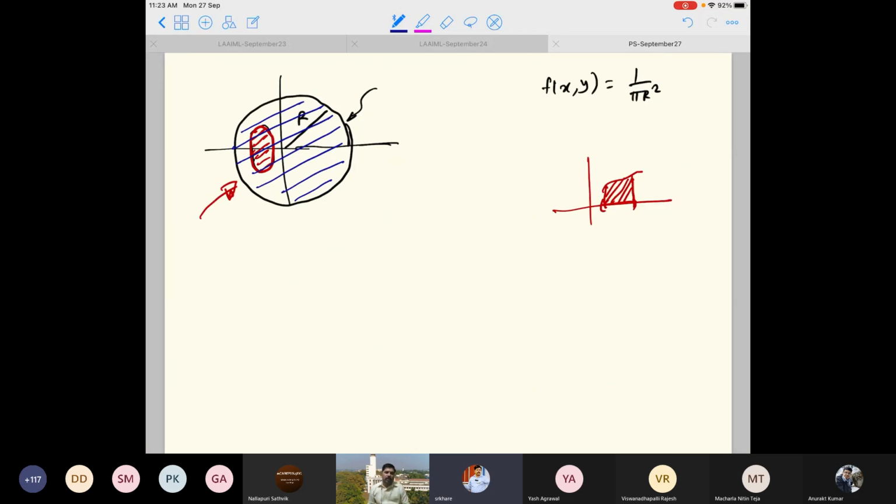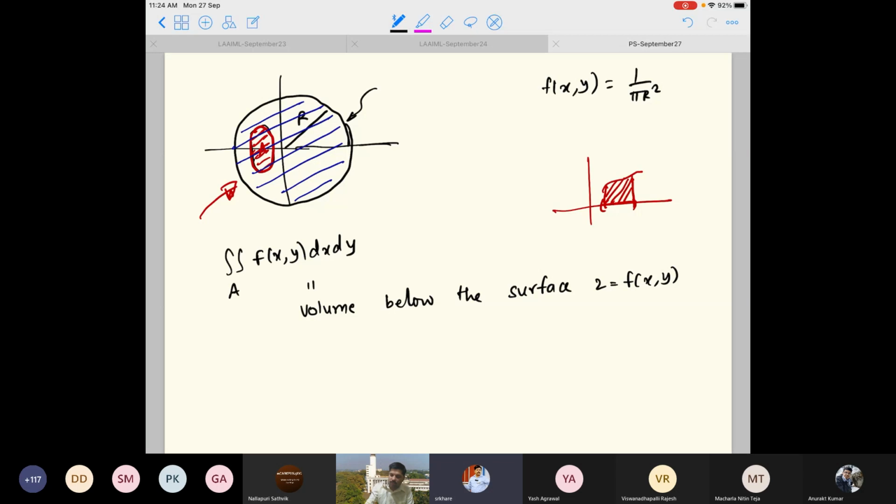You choose a subset of this. So what is the probability that the randomly chosen point xy lies in this red region? How will you calculate that? Suppose you denote this region by A, then do you all agree that this is equal to the integral over A of f xy dx dy, which is nothing but geometrically the volume below the surface z is equal to f of xy, and above the subset A, right? That is what you are looking at.